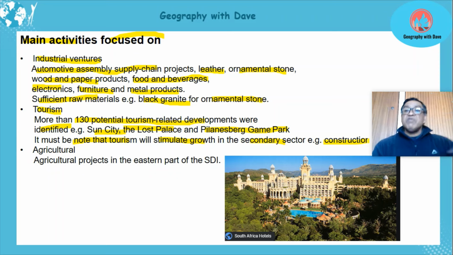So it's going to bring in a lot of secondary activities to the area, if you want to link the tertiary activity to the secondary activity. And of course, agricultural projects on the eastern part of the SDI. Quite numerous agricultural projects came up because of the suitability of the area, and of course the demand for crops, etc., or livestock for the leather. Can you see the leather industry is related to this? Okay.